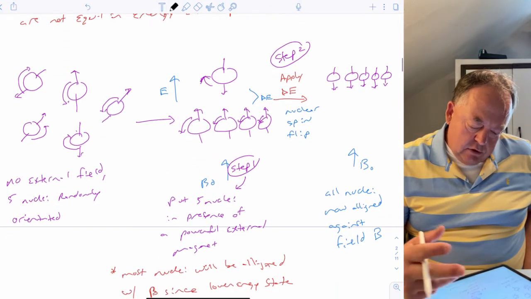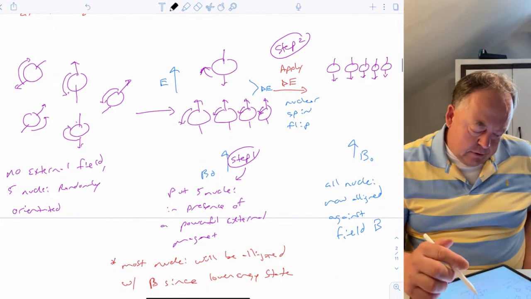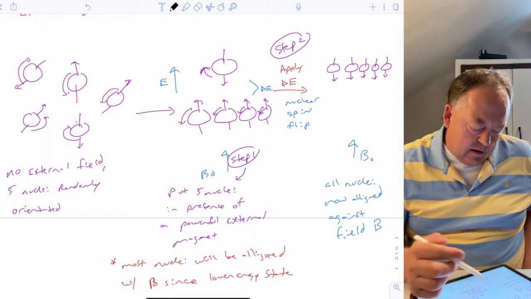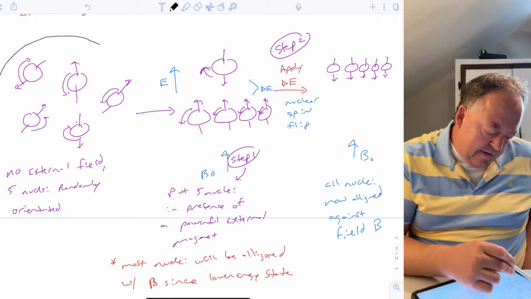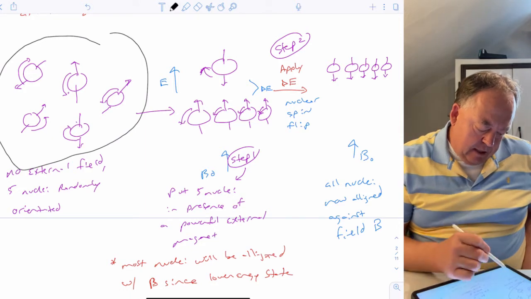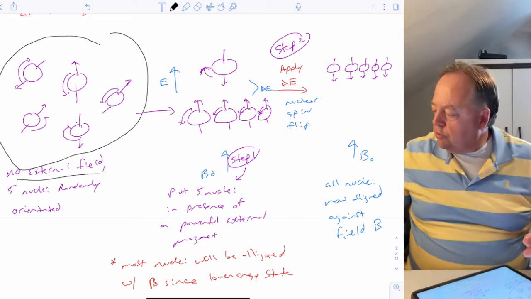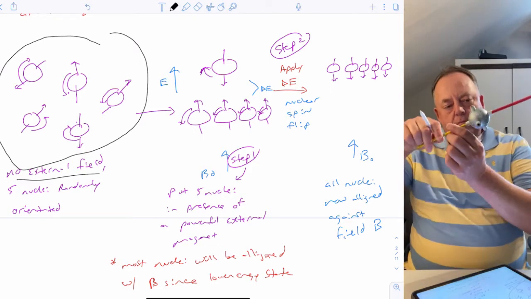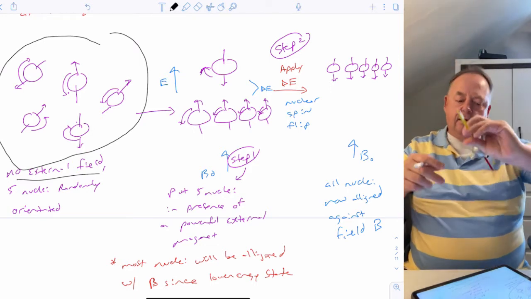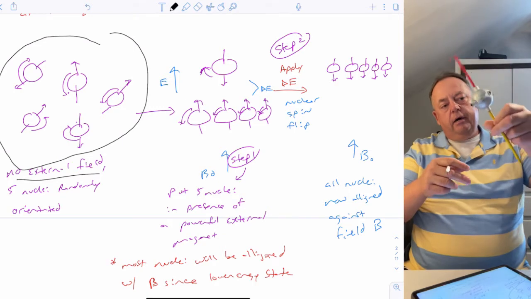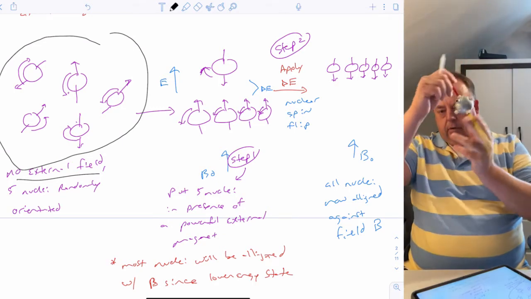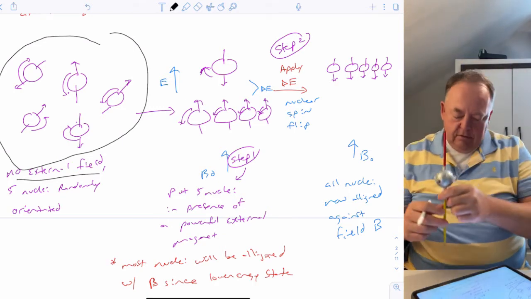Okay, so to illustrate the basic principles of NMR and how you get a signal out of NMR, let's just say you had 5 nuclei. In the absence of an external magnetic field, they would be orientated in random directions, right? They could be like that, or like that, or like that. They could be spinning clockwise or counterclockwise, and they could be all randomly orientated.